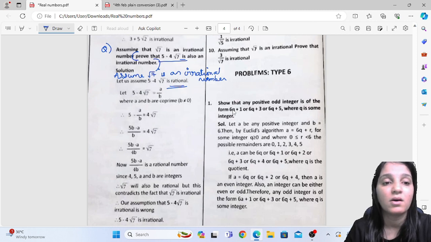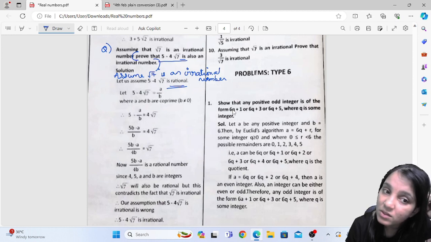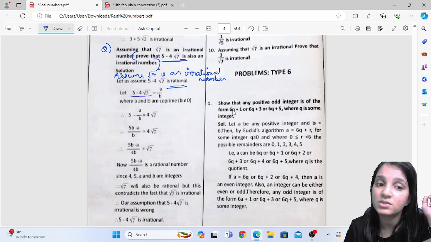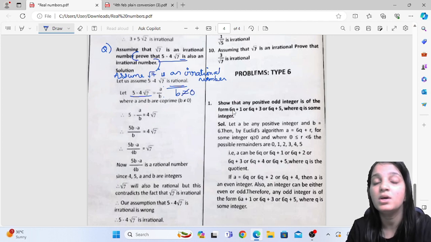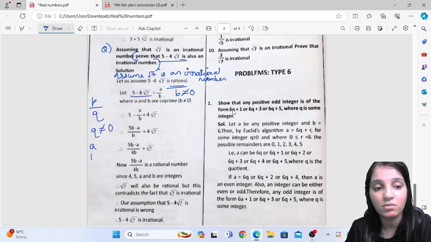Okay, now if it is a rational number, then 5 minus 4 root 7 will be a upon b, where b is not equal to 0. I told you, rational numbers are the ones which can be written in p upon q form, where q is not equal to 0. Otherwise a upon b form, where b is not equal to 0, like this.